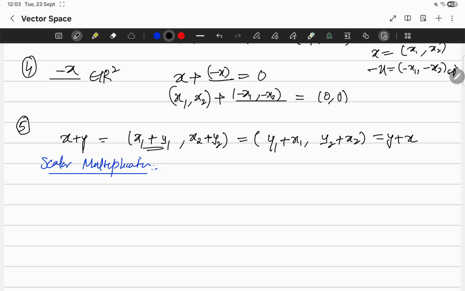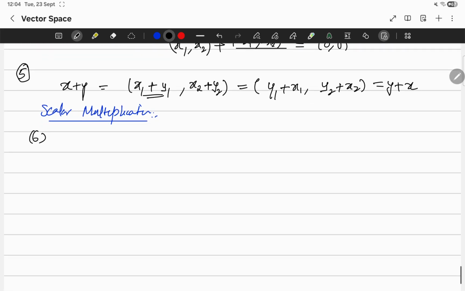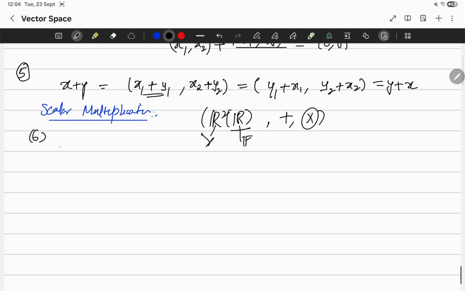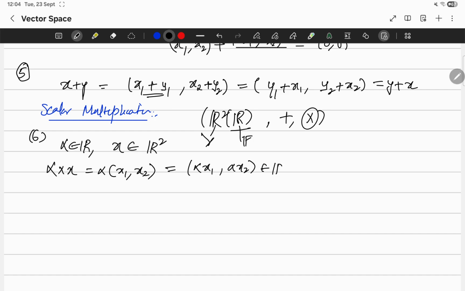In the scalar multiplication, you have to take any element of the field. What is your field? Your field is R, because we have R2 over R. So this is our field F and this is our V. The first operation is addition, the second is multiplication, so this is our external composition. So we will use multiplication. Take any element of R. Let alpha be any real number, and x any element in R2. Then alpha times x will be alpha times (x1, x2), which we have defined already: (alpha x1, alpha x2), which is again in R2.